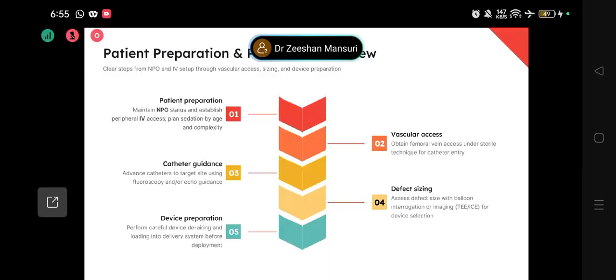So always, whenever you are doing a structural intervention, one artery, one vein has to be there. 4 French artery, 5 or 6 French vein has to be initially taken, and then depending upon the device size, you will require the delivery system. Catheter guidance. So first of all, you have to advance the catheter.